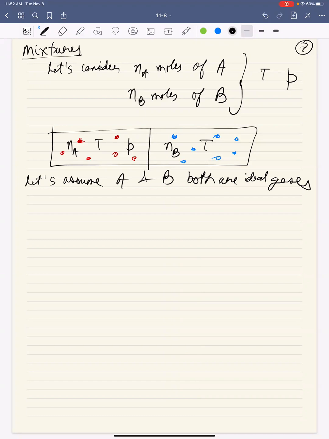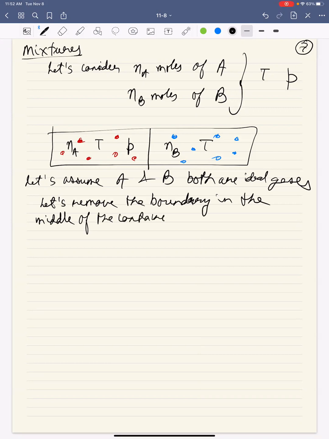Now I remove the boundary in the middle of the container. What will happen physically? What will happen to the pressure? It will stay the same because in spite of the boundary, they were already in mechanical equilibrium. Pressure was the same. The temperature will stay the same, but they will mix, right?